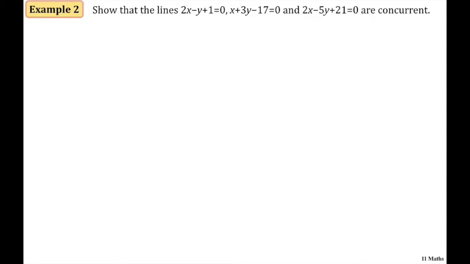Right, let's look at example number 2. We need to show that the three lines are concurrent. So what I think I'll do is I'll take the first and the third line, because both of those lines start with a 2x. It makes it easier to use the elimination method. So let me write the lines down.